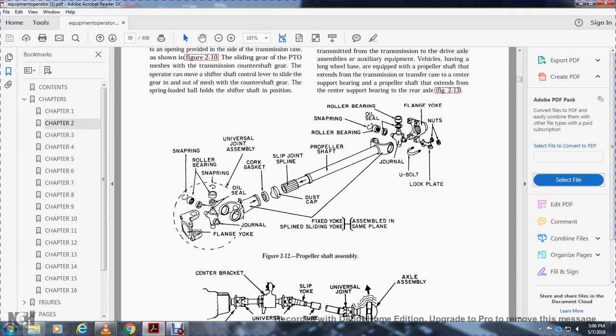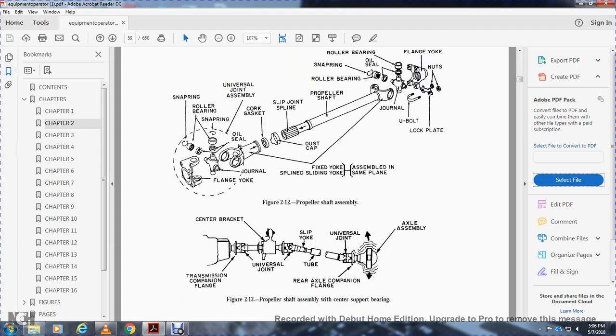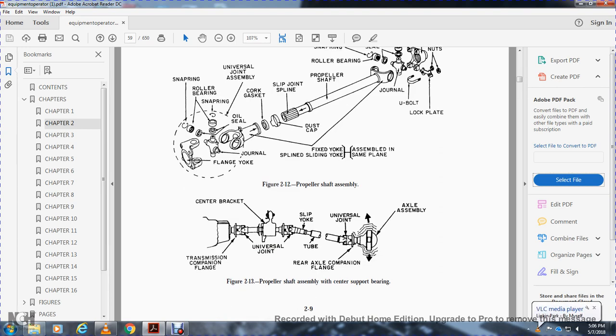Figure 212 shows the propeller shaft with the flange yoke and spline yoke assembled in the same plane. It shows the flange yoke, yoke plate, U-bolt, journal, roller bearing, oil seal, snap ring, propeller shaft, slip joint, cork gasket, universal joint assembly, snap ring, roller bearing, oil seal, journal, and flange yoke. Figure 213 shows the propeller shaft assembled with the center support bearing, axle assembly, universal joint, rear axle, companion flange, split yoke, vertical center bracket, and the transfer companion flange.